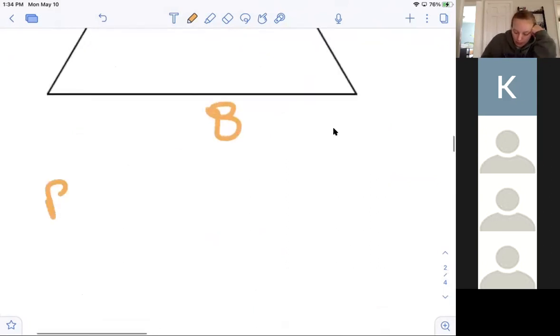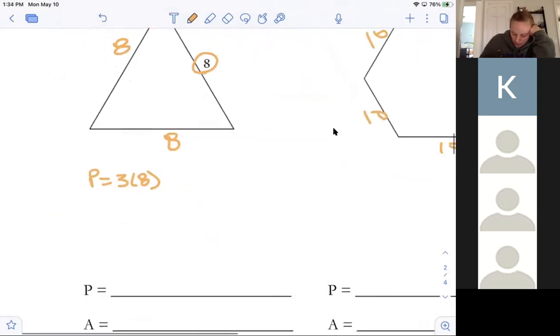So I'm going to think of perimeter as 3 times 8. 3 times 8 is 24. I don't have any units here, but I'm going to put a little U to represent that I need to remember my units.